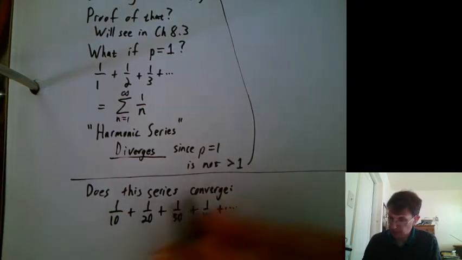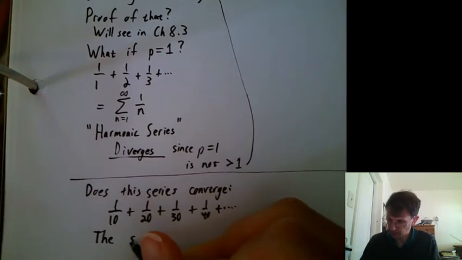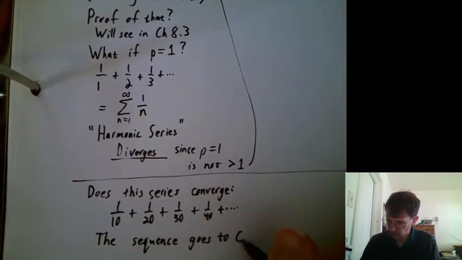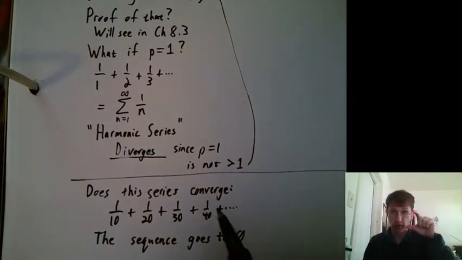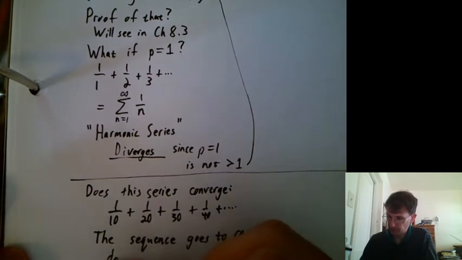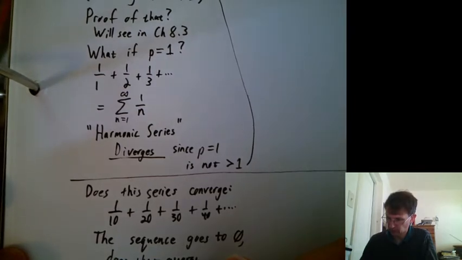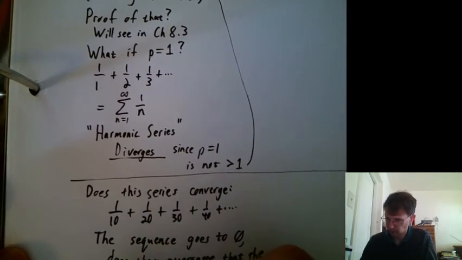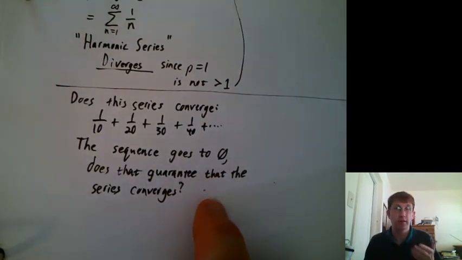Well, let's see, the sequence goes to 0. Does that guarantee that the series converges? Like 1 over 20, 1 over 30, 1 over 40, those are getting smaller and smaller, going towards y equals 0. So does the sequence going to 0 guarantee that the series converges?